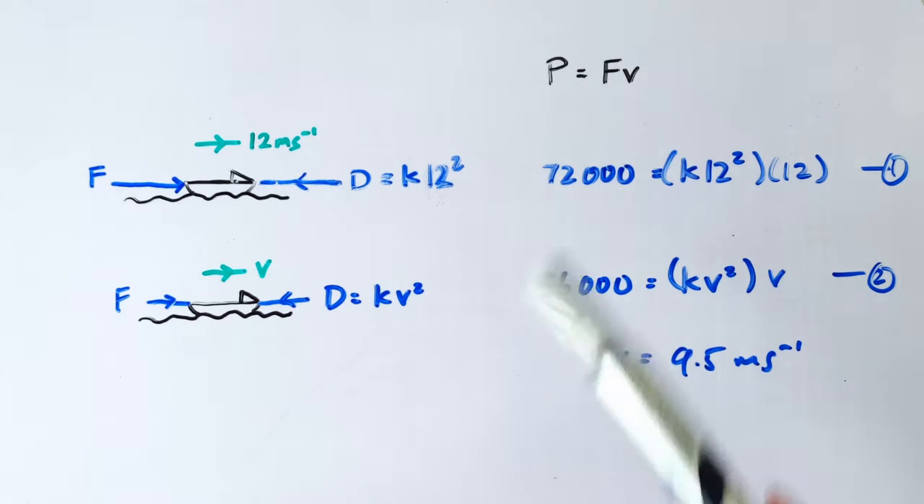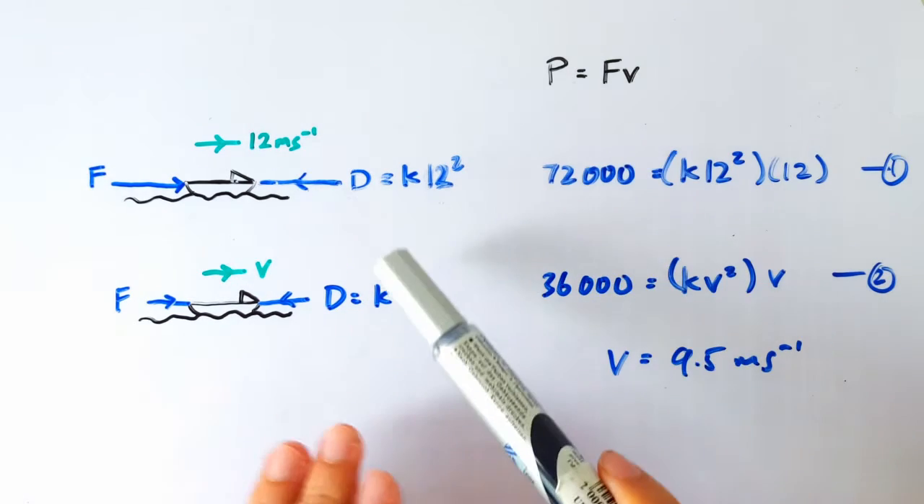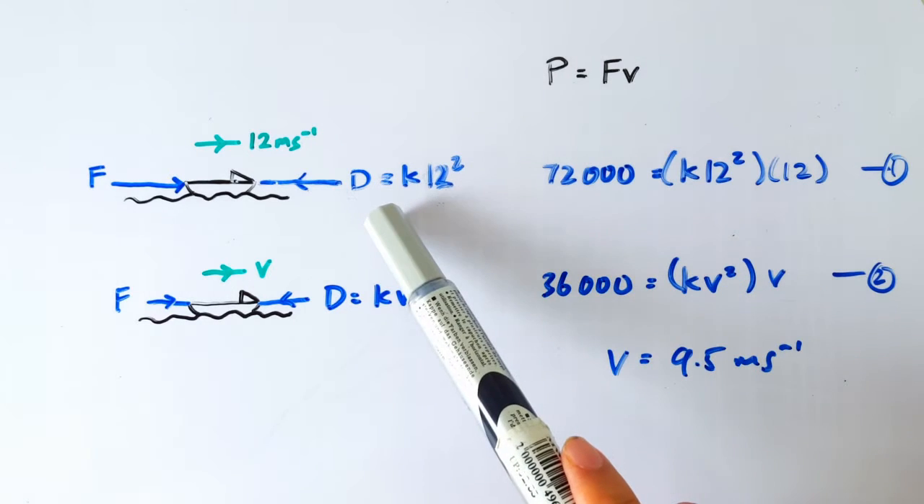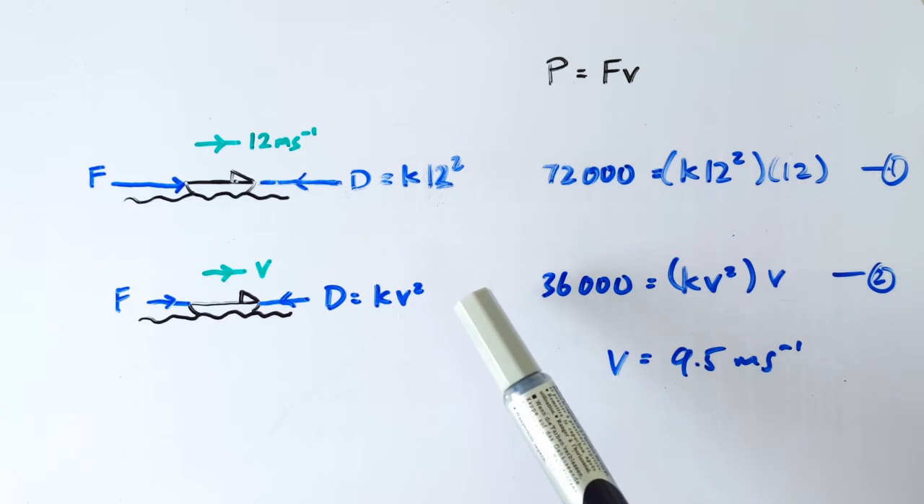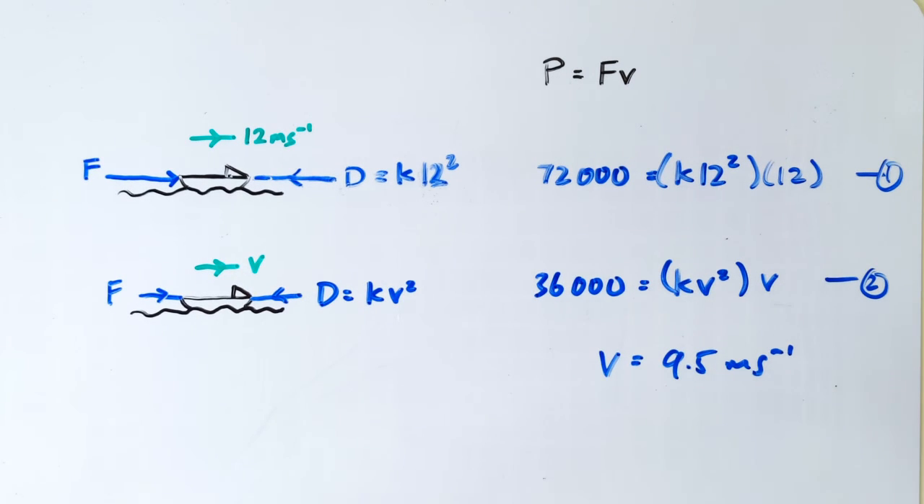So what you have to do is apply this formula to the two situations and bring in the information that the drag force is proportional to the square of the speed. That's it. Ta-ta!